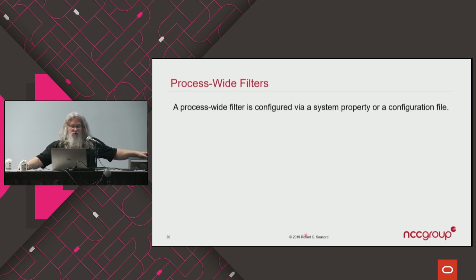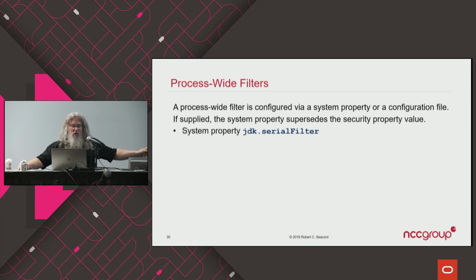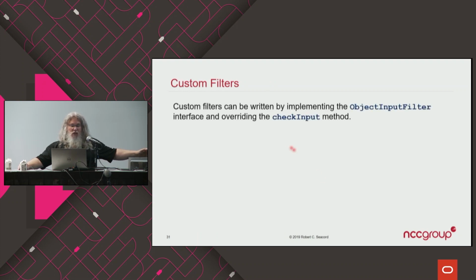Process-wide filters are configured via system property or security property value. If the system property is supplied, it supersedes the security property value. The system property is jdk.serialFilter, and the security property has the same name, and it's configured in the java.security properties file. The custom filters are written by implementing the ObjectInputFilter interface and then overriding the checkInput method.